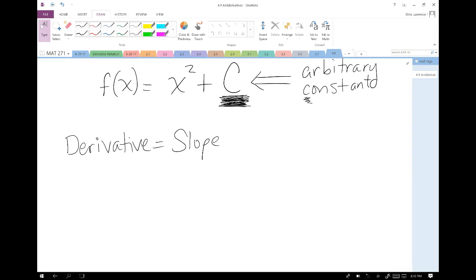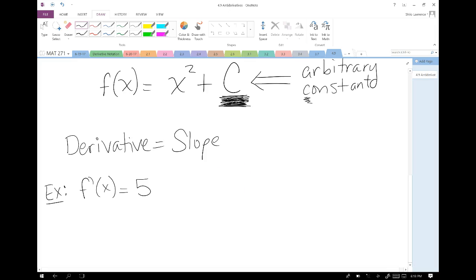So if you're told that your derivative is a constant, for example, f prime is equal to just the number 5. What kind of function has a constant slope? The slope is always the same everywhere on the function. The slope never changes. The slope for this example is always 5. The type of function that has a constant slope is a line.